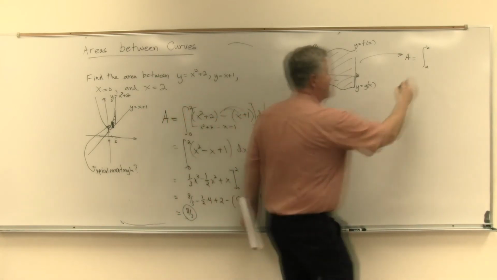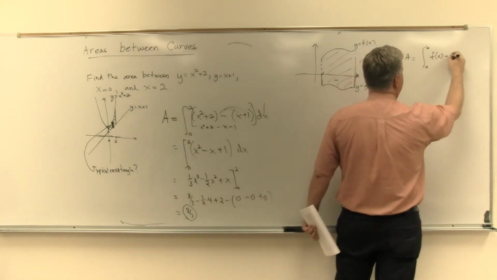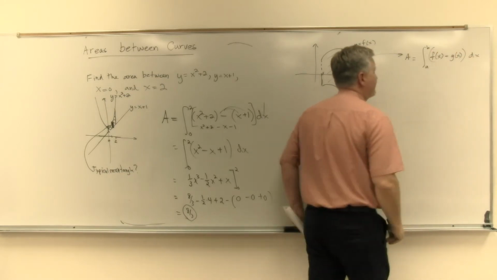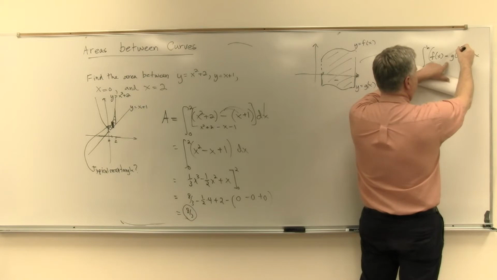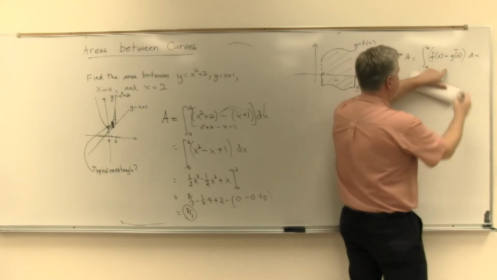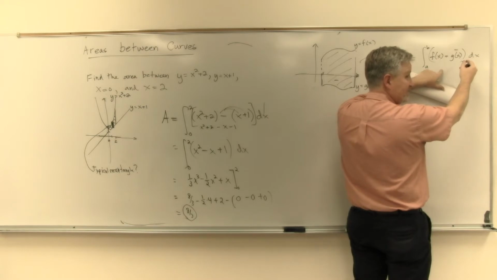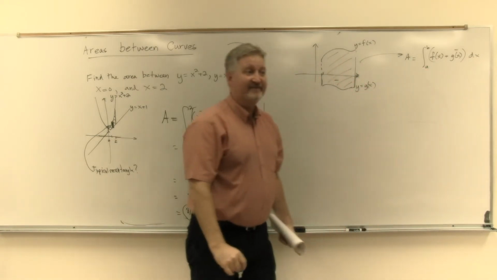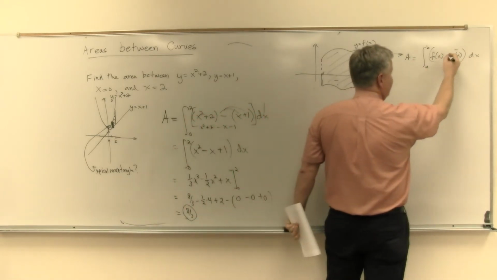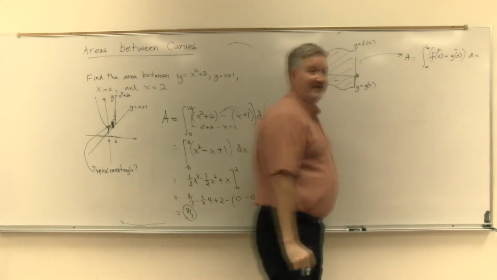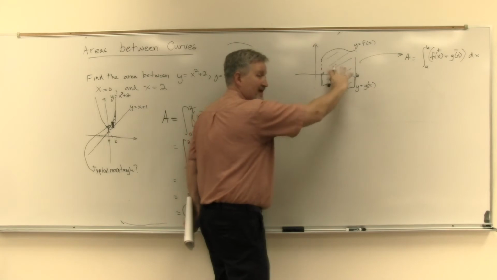Well, if I do this, what happens? This area is negative. So I'll have f of x minus a negative area. Won't that add the two areas together? Because that'll be this area minus a minus, that'll be plus. So in essence, we'll be adding those areas.